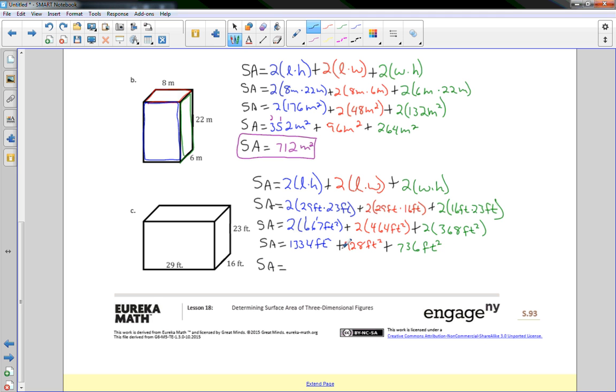4 plus 8 is 12, plus 6 is 18, carry the 1, 4 plus 2 is 6, plus 3 is 9, and 3 plus 9 is 12, plus 7 is 19. Carry the 1, and 1 and 1 is 2,998 feet squared. And that is the surface area of this very large cube.